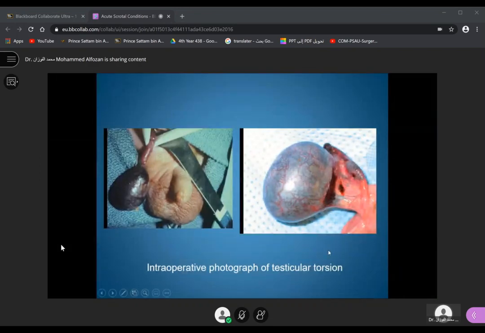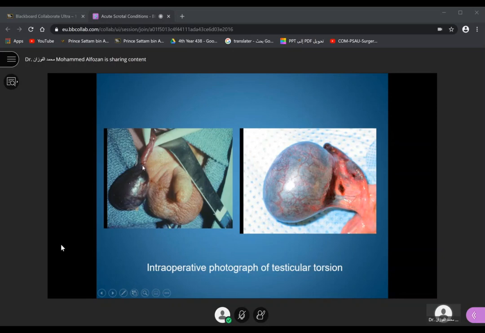So this is after exploration. This is the torted testis with a compromised blood supply. You will wrap it in a warm gauze or towel and wait for a few minutes to reassess the blood flow. But what if the testis is like this?